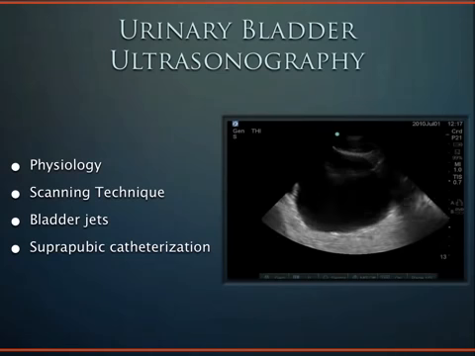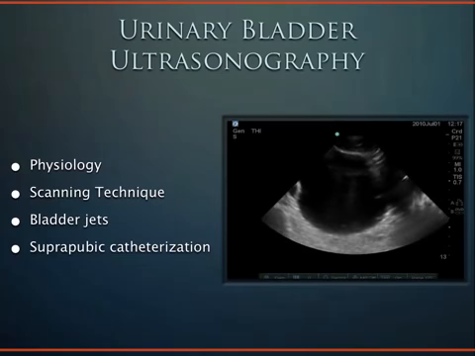We're going to change gears now and talk about the bladder. We're going to move from the kidney and skip the ureters because we can't see them, and we're going to go down to the bladder, okay? And we're going to talk about the physiology of the bladder and some of the scanning techniques we use to look at it. Bladder jets, as you're seeing here, this is a grayscale image of the bladder jet.